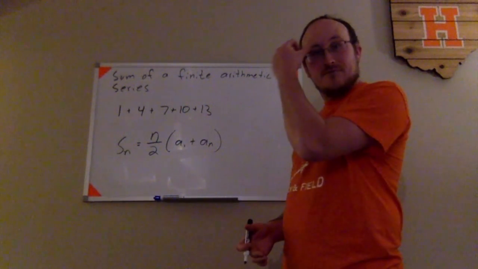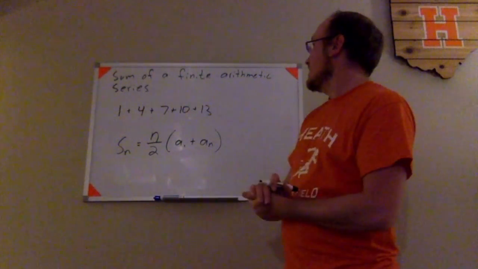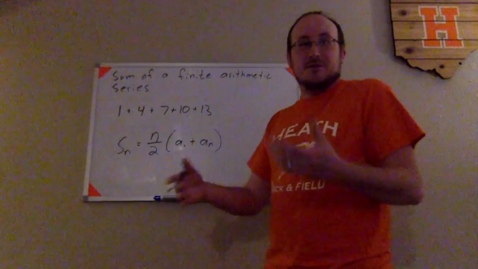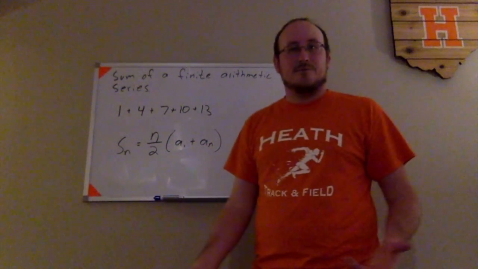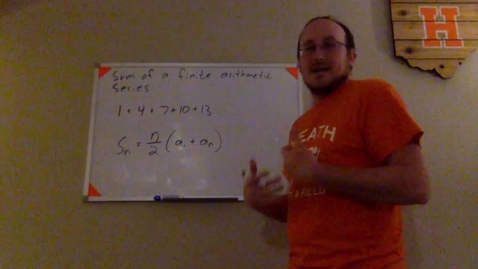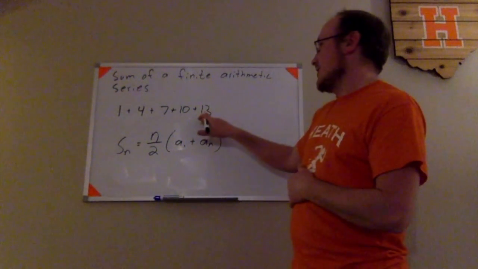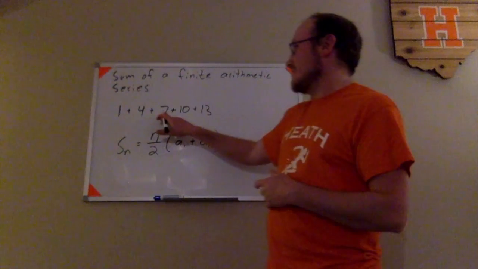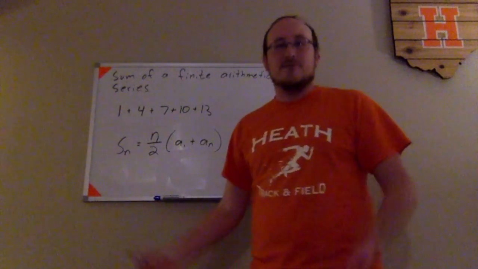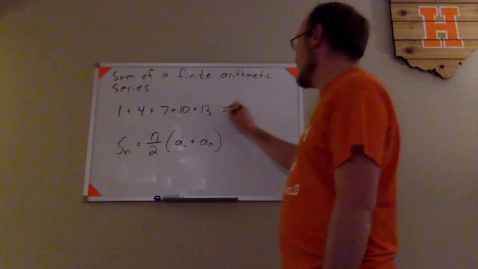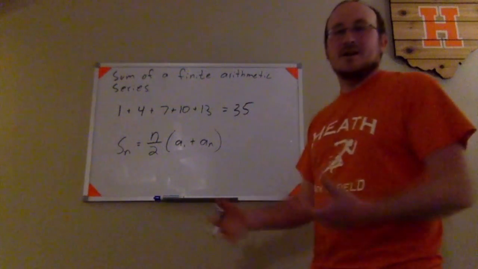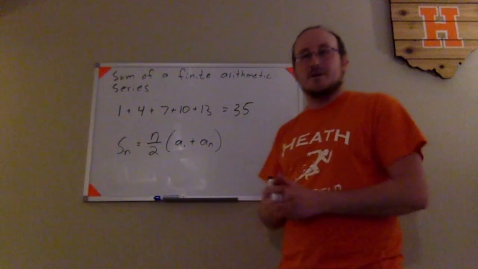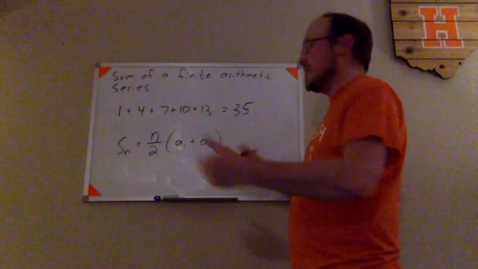So if we want to find the sum of this finite arithmetic series, you might be looking at me like, what in the world are you doing an example for this? I can add. Yeah, I know, I can too. I can look at this and see 13 plus 10 is 23, and 7 makes 30, and 4 and 1 makes 35. So the sum of this is equal to 35. I know that already. So why in the world would I give you a formula for doing that when I can just add up all the numbers?